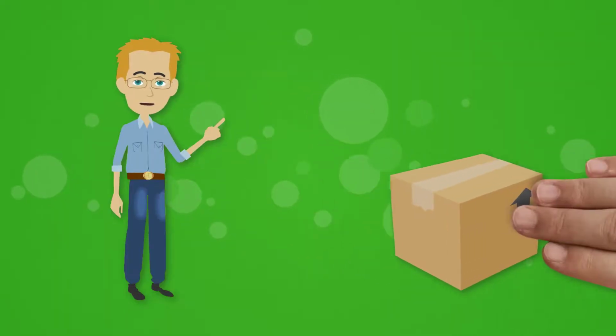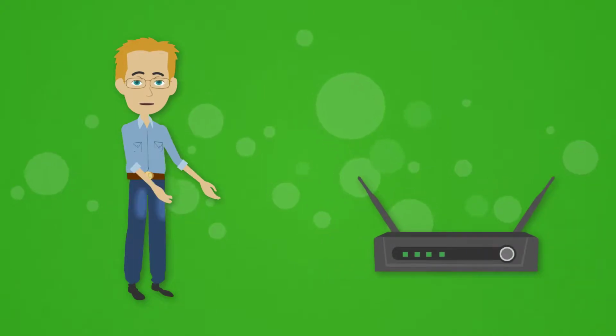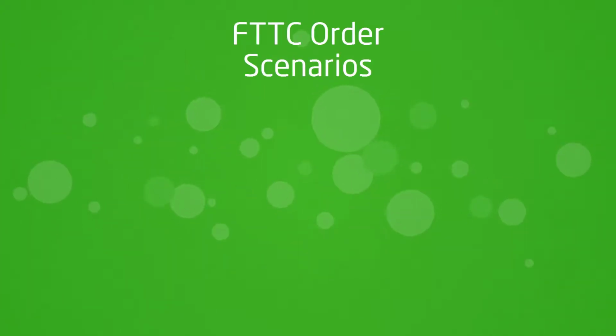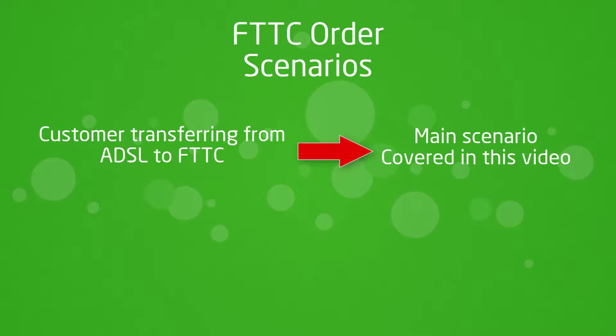A self-install may sound daunting at first, but it really isn't that complicated. This video should give you all the information you need to be confident in successfully completing a self-installation order. It's important to note that there are three main scenarios of FTTC order which this change will impact. First, if your customer has ADSL already and is transferring to FTTC. This is the main scenario and will be covered in this video.